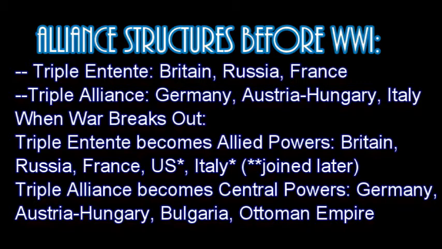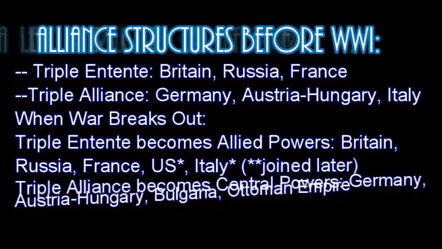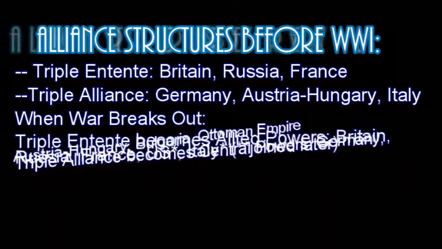Triple Alliance becomes the Central Powers. So in World War I, it's Allied versus Central. Central being Germany, Austria-Hungary, Bulgaria, and what's left of the Ottoman Empire. So that would be the formation of the alliance structure.